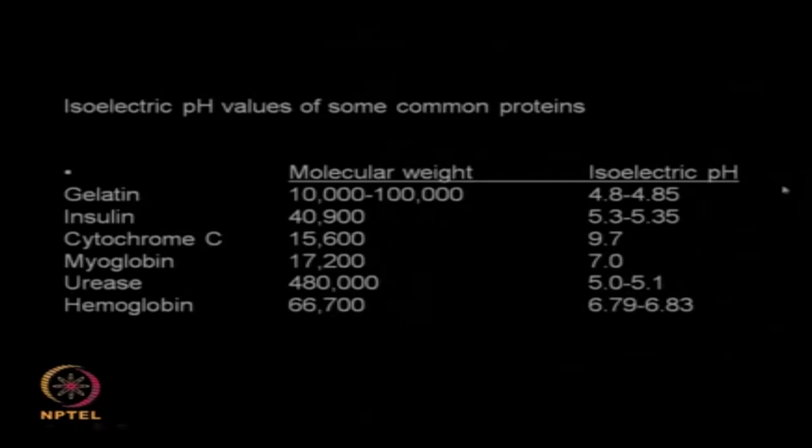Of course you need to keep in mind, if the differences are very small, you might not be able to really achieve such fantastic separations. If the differences in isoelectric pH are large, then I may be able to achieve the separations very efficiently or effectively. So you need to keep that particular point in mind. Look at the difference in molecular weights of these materials: gelatin very large molecular weight, myoglobin 17,000, cytochrome C 15,000 Dalton. So the molecular weight differences are pretty high.